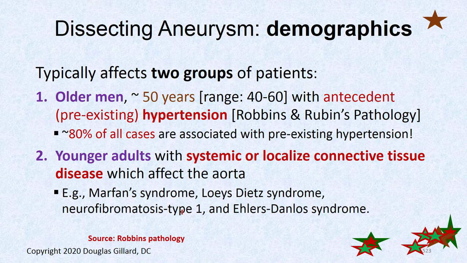What about the demographics? It likes older men around 50 years of age that are hypertensive. About 80% of all cases are associated with pre-existing hypertension. So that just puts a lot more stress on the pipes than most people have. And then for the younger crowd who gets them, they're usually the Marfan's and Ehlers-Danlos crowd and neurofibromatosis 1 and that gang again.